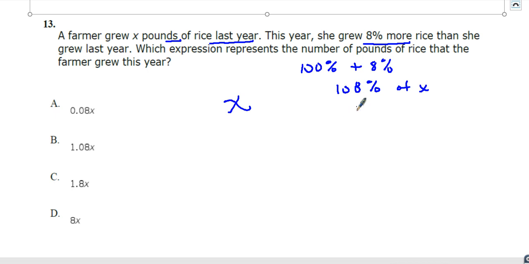100% of 108% if you divide by 100, or if you simply move the decimal twice, will be 1.08 times x. So 1.08x. And so our answer would have been 1.08x. 100% plus another 8% would be 108%. That's 1.08 as a decimal, and then you just multiply it by x to write the final expression.